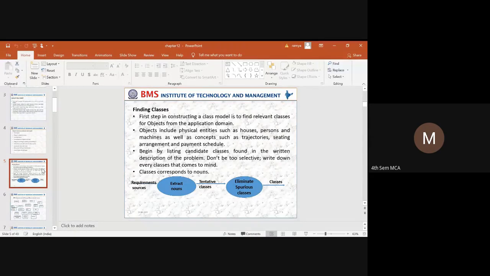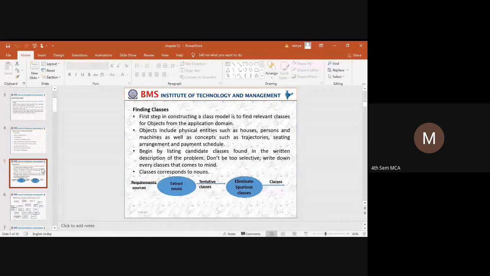That means once you have defined an application domain, you need to put up a brainstorming. By using brainstorming, you need to list all the classes. So how do you list all the classes? The classes correspond to nouns. That means when we want to declare a class, the class name should always be in terms of nouns.